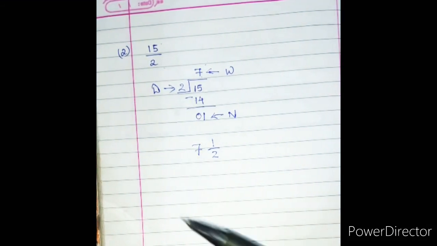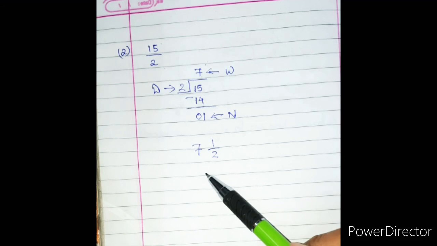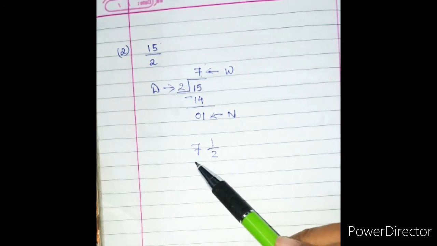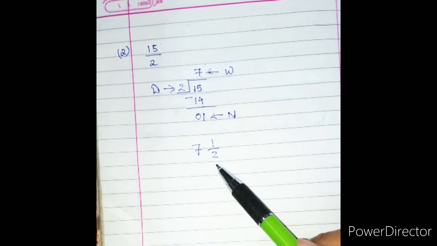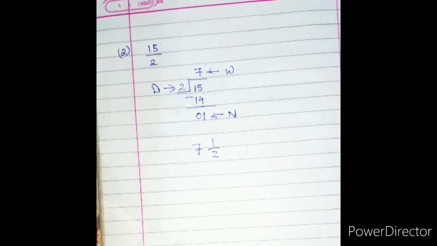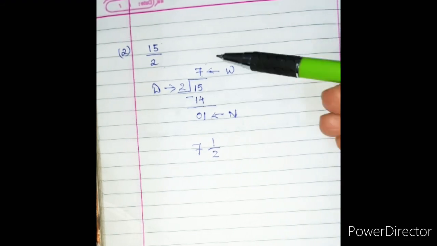So let's try to read this mixed fraction. 7 and a half. Okay, 7 1 upon 2, 7 1 divided by 2, or 7 and a half. This is how we convert improper fractions to mixed fractions.